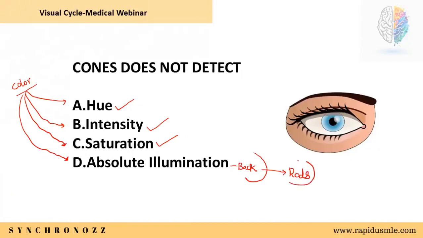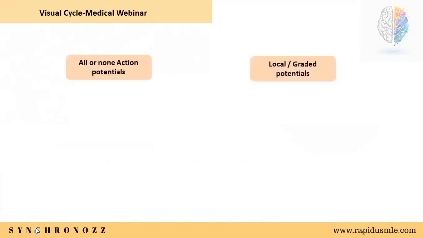So when you want to give a generalized statement, yes, the color vision is the function of cones. But when you want to be more precise, you need to say that the absolute illumination property of a color is actually the function of rods, not cones. Let's go back to the next slide.